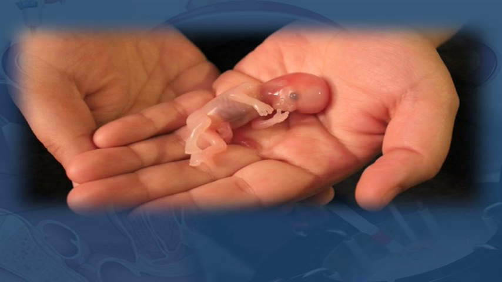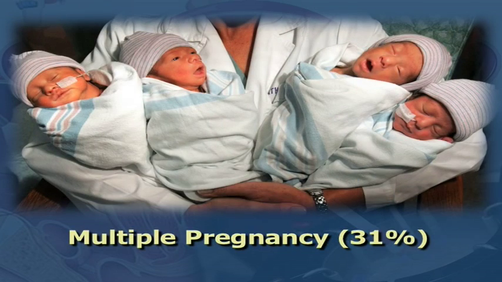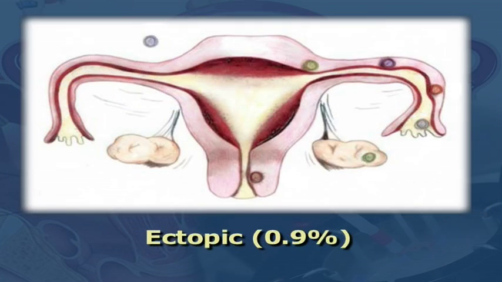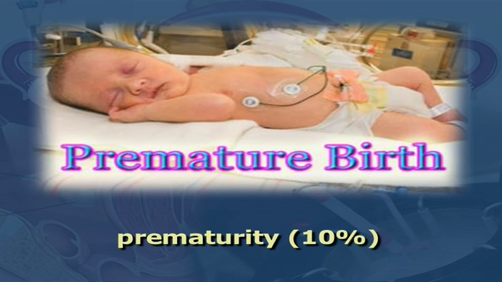There is increased risk of miscarriage about 18%, multiple pregnancies about 31%, ectopic about 0.9%, low birth weight baby and prematurity. The risk of congenital malformation of the baby remains similar to the general population.